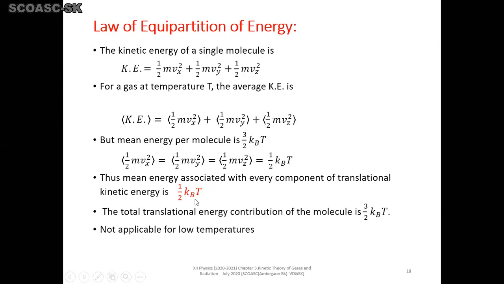3 by 2 kBT was the total energy per molecule that we had, with all the three motions taken into consideration along x, y, z. And for a particular direction, only x, only y, only z, it is half kBT. This expression you have to remember, right? The total energy contribution of the molecule is 3 by 2 kBT, but along one particular direction it is 1 by 2 kBT.